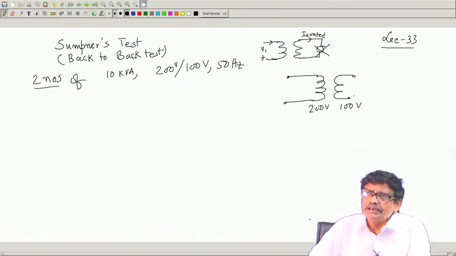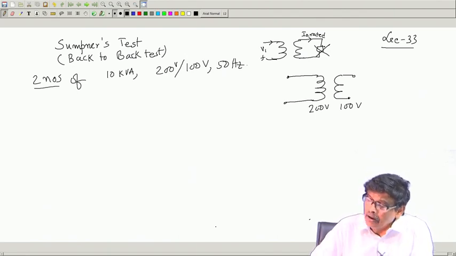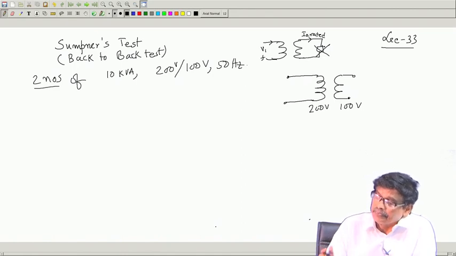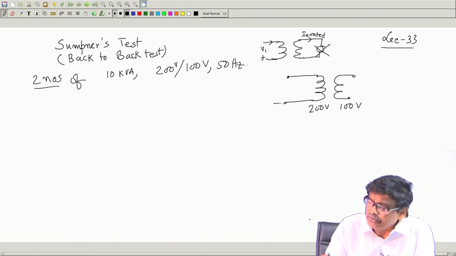In case of open circuit test and short circuit test, you do not bother, it is not necessary, as you will understand now. For this particular test, why it is necessary. Now, as I told you, in this case, you apply rated voltage.